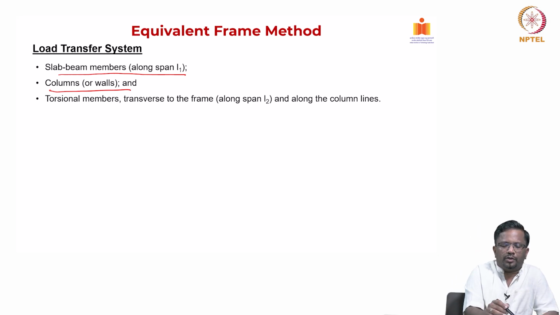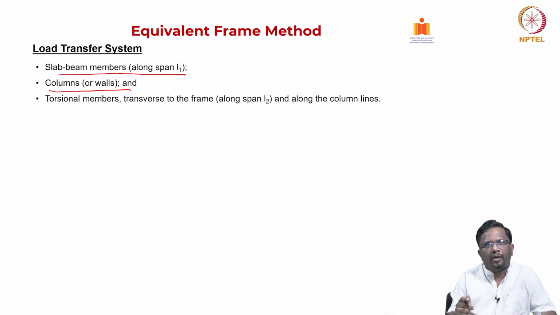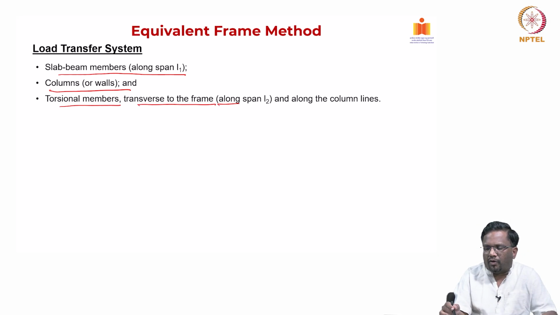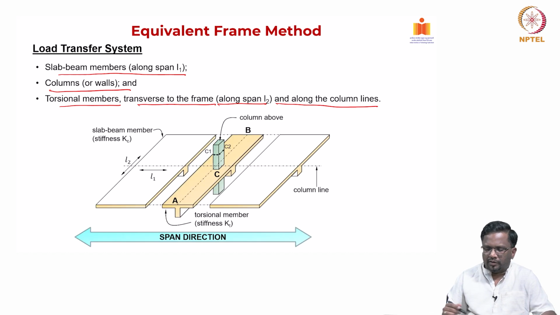In addition to that, there may be beams which are running perpendicular to the frame. Those are called torsional members, which transfer to the frame, along the span L2 and along the column lines. These are the three important components that you will have in the load transfer system in an equivalent frame. And this is a picture.